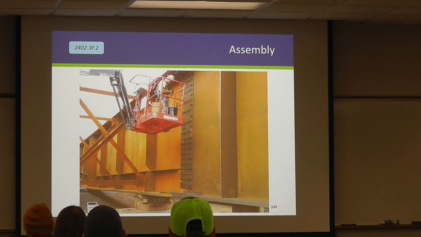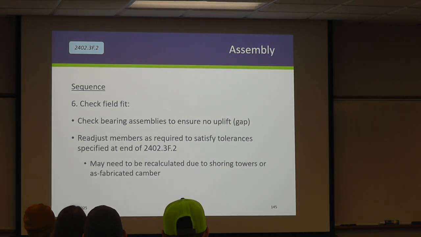So now they're going through, checking the fit. In this case, it's pretty easy because it's on the ground, but this is where they're gonna take that look. You see any half moons? Does anything look warped, twisted, whatever it may be? We're going back and looking at the bearing assemblies. Is there any uplift? Do you see a gap? And sometimes there will be, and that's okay if it's been denoted in their erection plan, because girders are gonna take on multiple shapes, which we're gonna talk about here a little bit. They may have to make adjustments to the members.